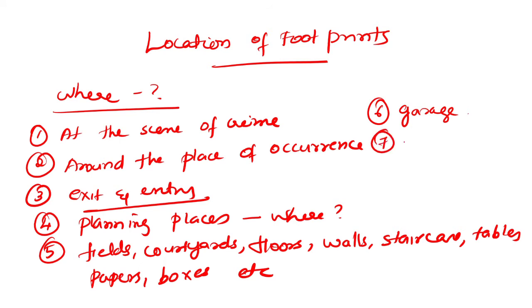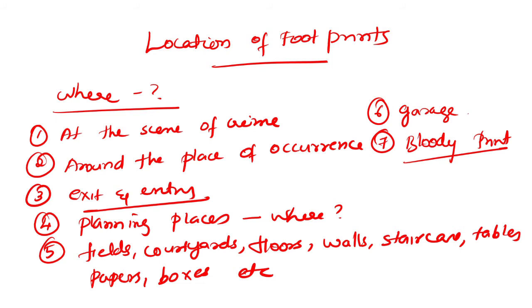Then, if the culprit gets his foot or footwear smeared in blood, he is likely to leave prints in blood. So bloody prints, blood-coated prints, we can see also. These are the locations of footprints: where all the culprit has gone, we can identify the footprints from these places. So that is the location of footprints.